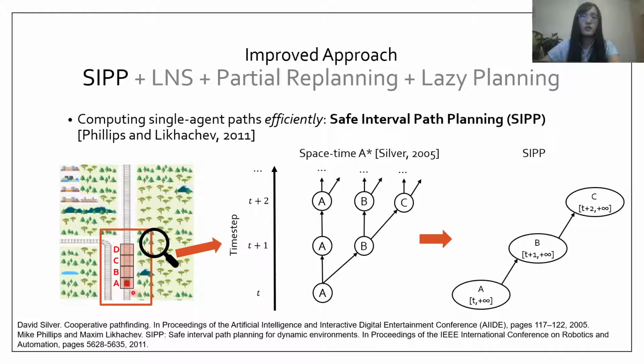So in this example, this agent wants to move to location B, C, D. In the spacetime A*, we have to generate a node at every location at every time step in order to avoid collisions with paths of other agents. But in SIPP, it compresses the nodes at the same location into some time intervals so that the agent can stay at any location at any time step inside this time interval. And therefore, SIPP will have much fewer nodes than spacetime A*.